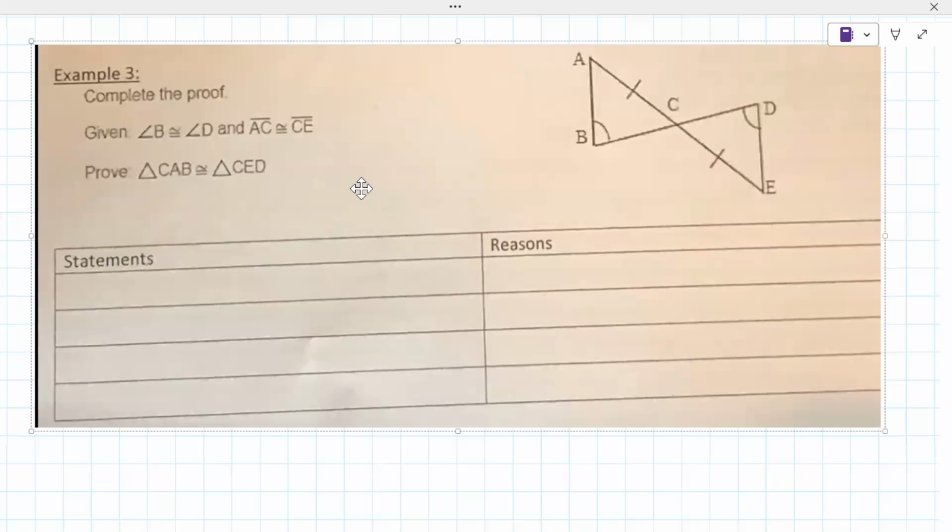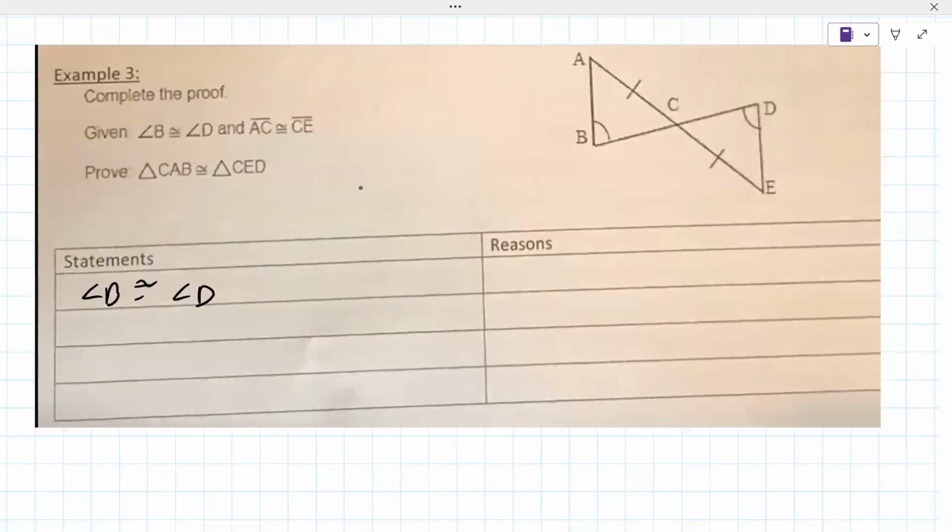Okay, so this is an easier proof than any that we've done, but none of the statements and reasons are given. So we're going to look at this next because it's a little bit more challenging. Tell me what to write first, please. You would write your statement. So angle B is congruent to angle D.